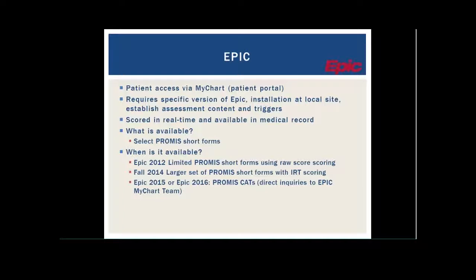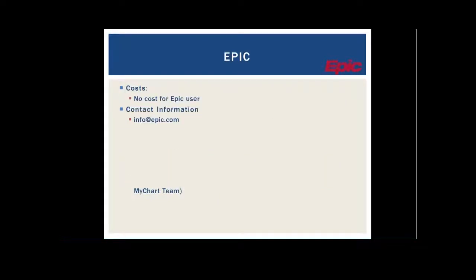There's a limited number of PROMIS short forms using raw scoring in EPIC 2012. For the fall of 2014, there's going to be a larger set of PROMIS short forms with IRT scoring. And then by 2015 or 2016, PROMIS CATs will be available. So direct your inquiries directly to the EPIC MyChart team. There will be no cost for the EPIC user, and contact information is info@epic.com.